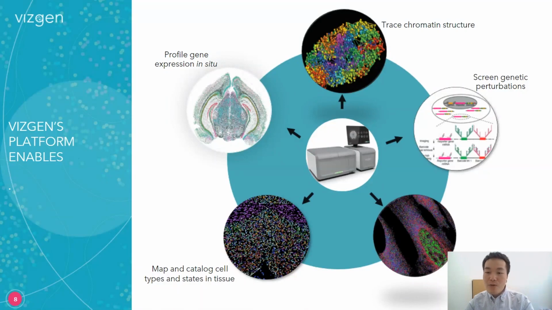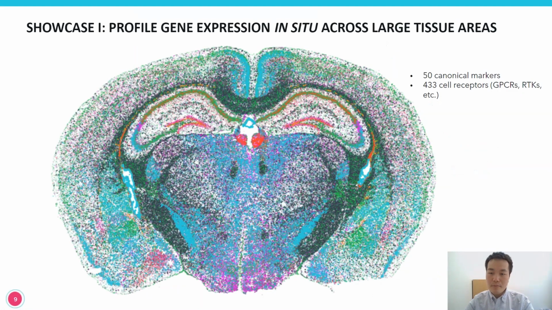So in the next few slides, I'm going to walk you through a couple of showcase examples to really illustrate how we can use MERFISH to gather biological insights. So the first showcase illustrates how MERFISH could be used to profile gene expression profile in situ across very large tissues. As we know, to understand tissue function, it is critical to understand how different genes are expressed at different anatomic sites and how the gene expression profile change during disease onset, progression, and after drug treatment.